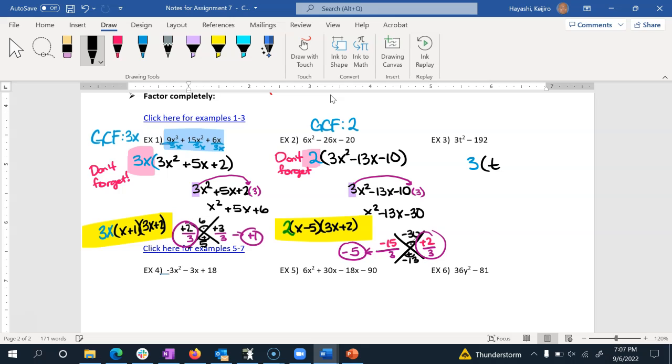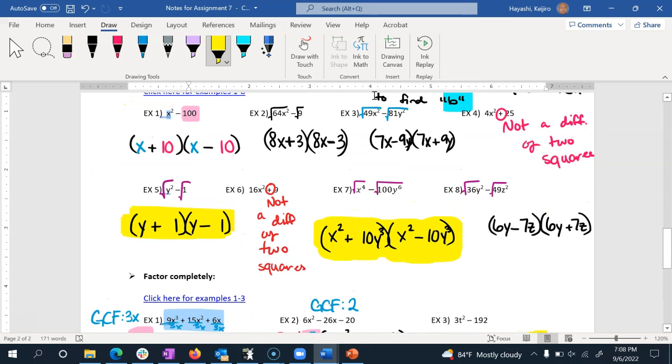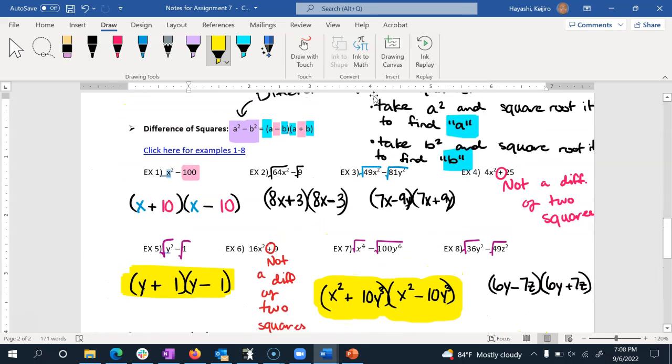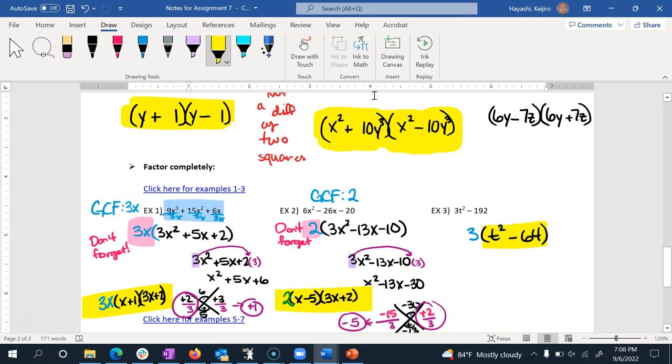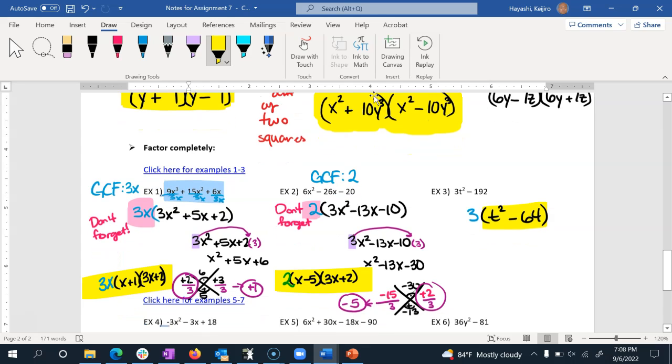Yeah, taking 3 out of 3t squared gives you t squared, and taking 3 out as a factor of 192 gives you minus 64. Okay, that's looking a little better. What does this look like? Yeah, a difference of 2 squares, just like we were doing up here. I see 2 squares, and I see a subtraction sign in between them. Looks like a difference of 2 squares to me.